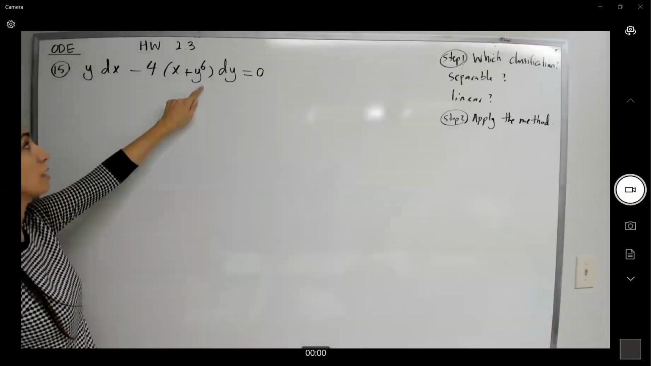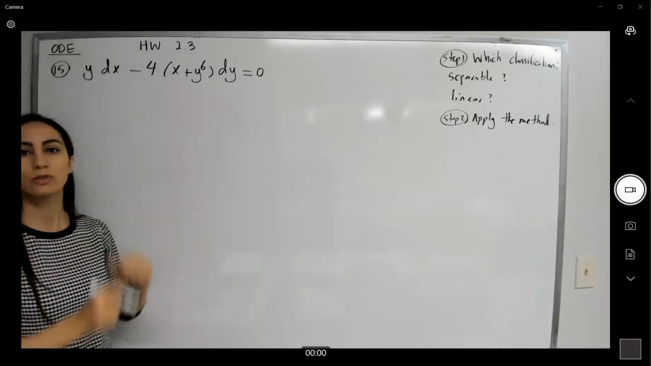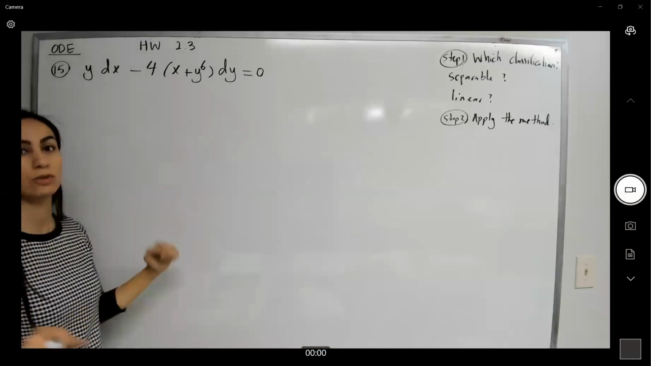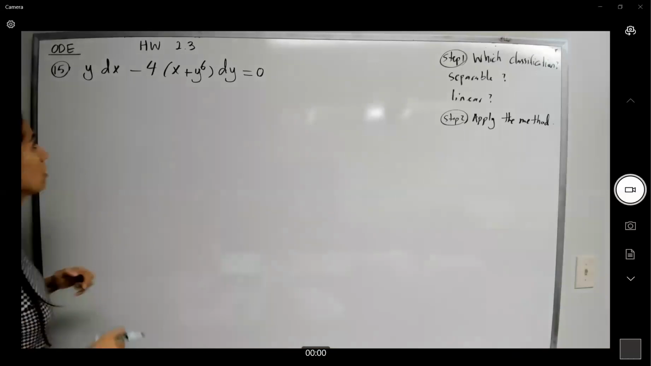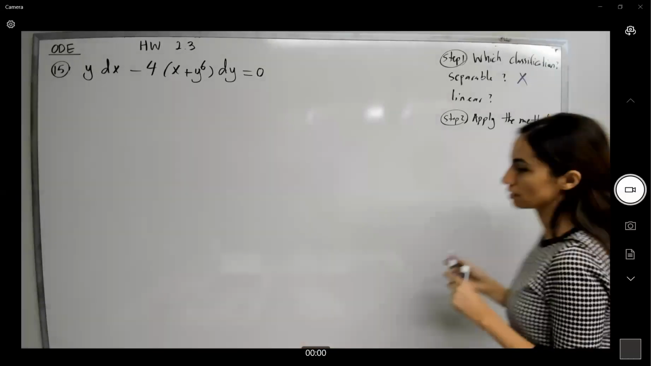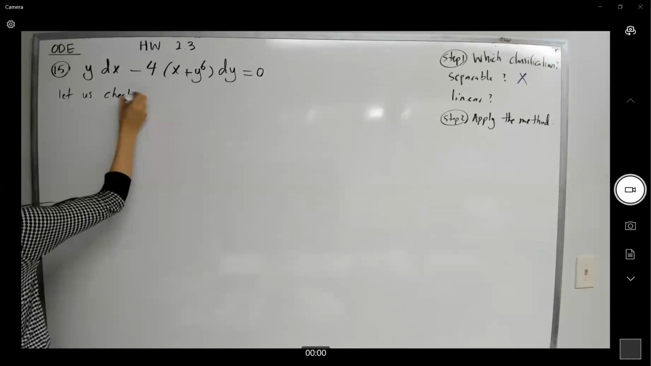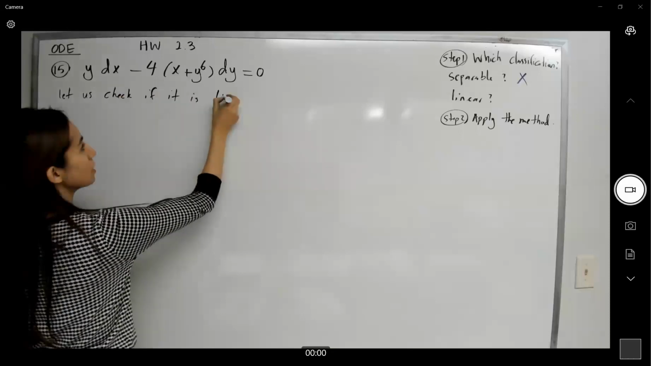Take a look at this term here. You have x plus y to the 6th. They're connected together by addition, so there is no way you can separate these. So what we're going to do is check to see if it's linear or not. So separable, that's not separable. So what's the definition of a linear? Let us check if it is linear.